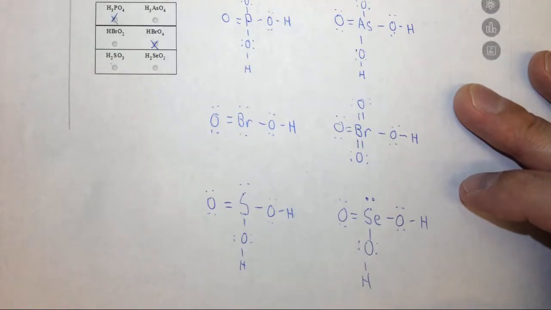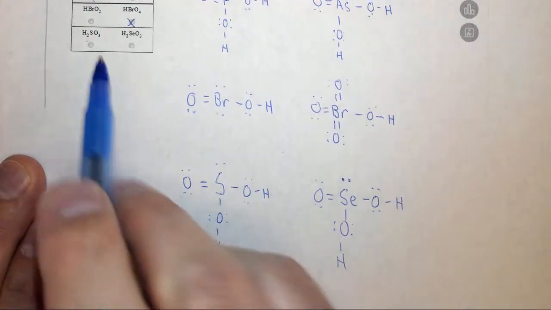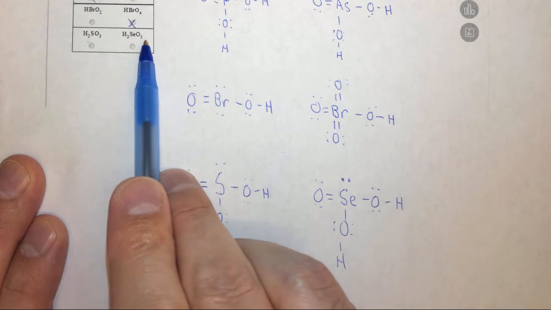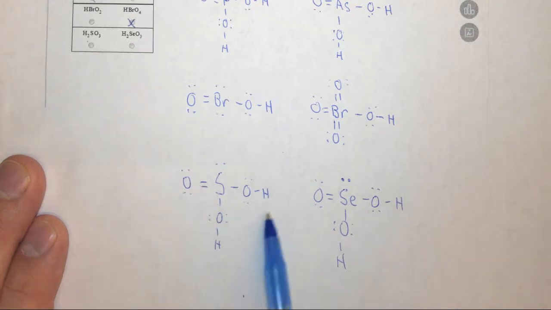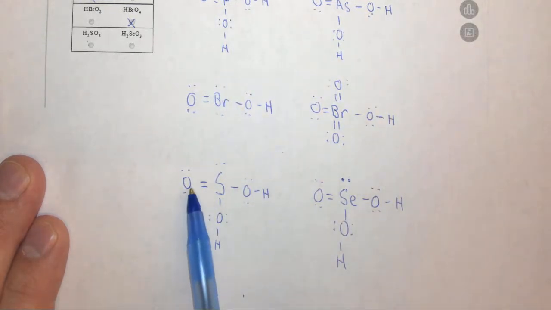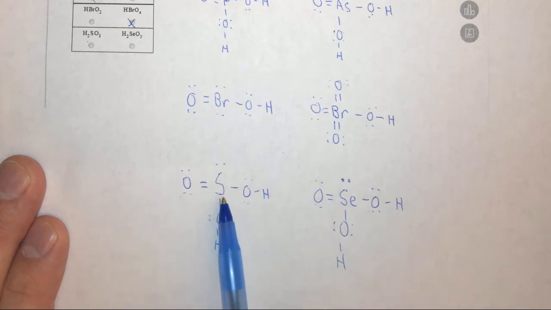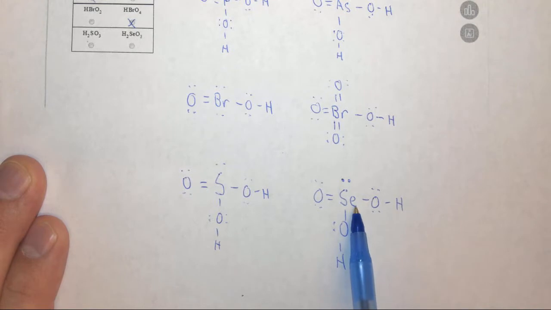For the last case, I have to shift the paper up a bit here. We have H2SO3 and H2SeO3, and these are our two cases here. And this is very similar to the first example. They're both the same with three oxygens around the central atom. The difference is the central atom is sulfur and selenium.